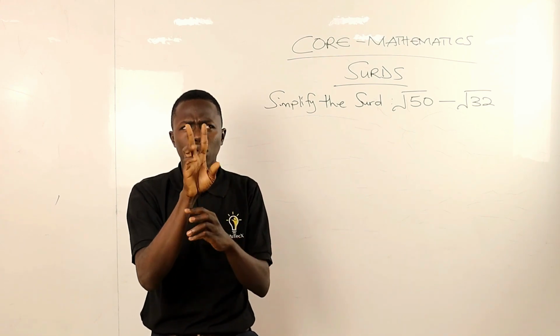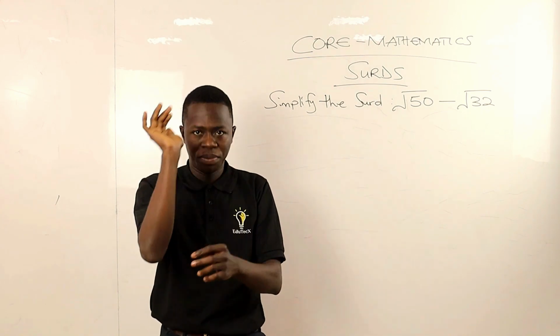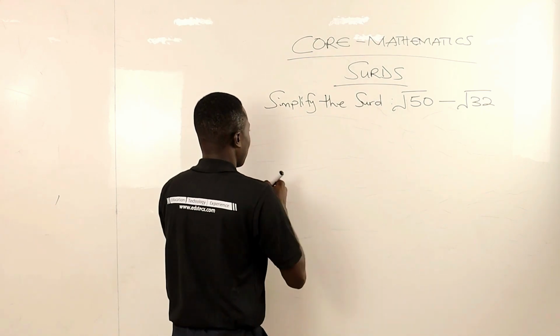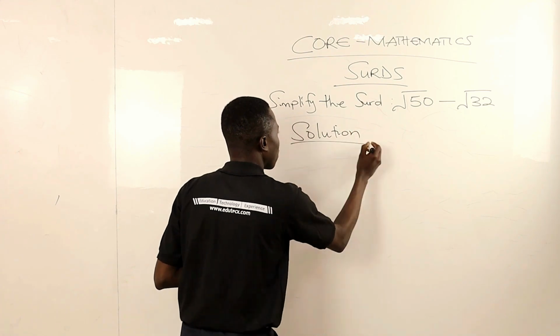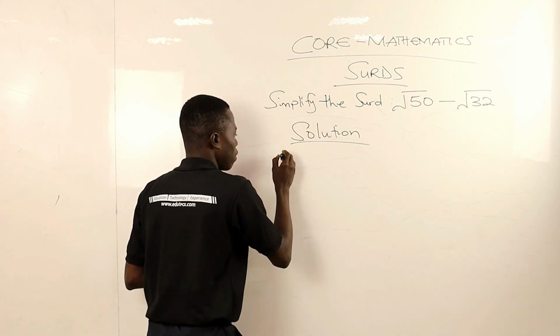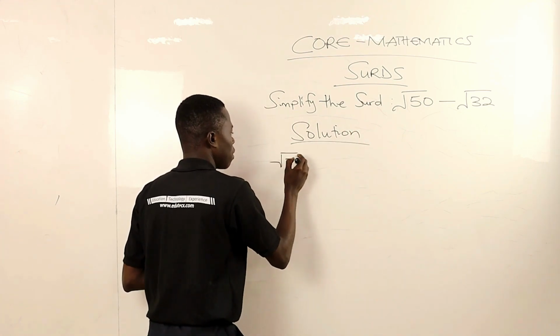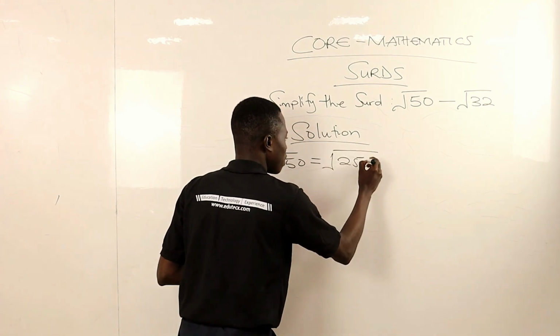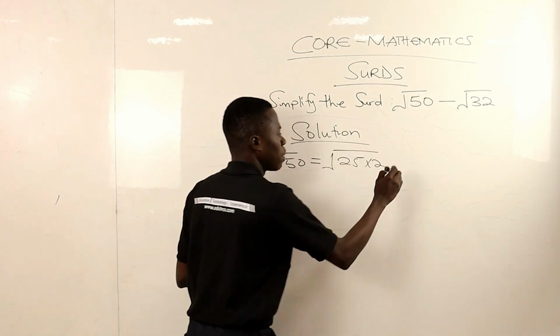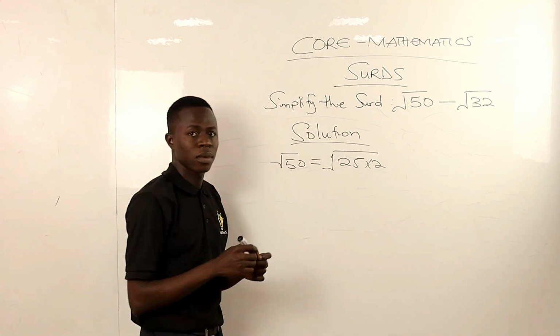So you think about a number that is a perfect square multiplied by another number that will give you the number under the square root sign, with that number being of that complex form. So for instance, we have square root of 50, which is a complex number, of course.